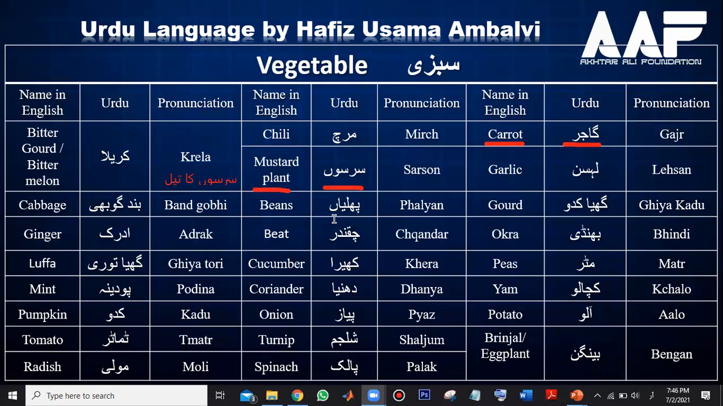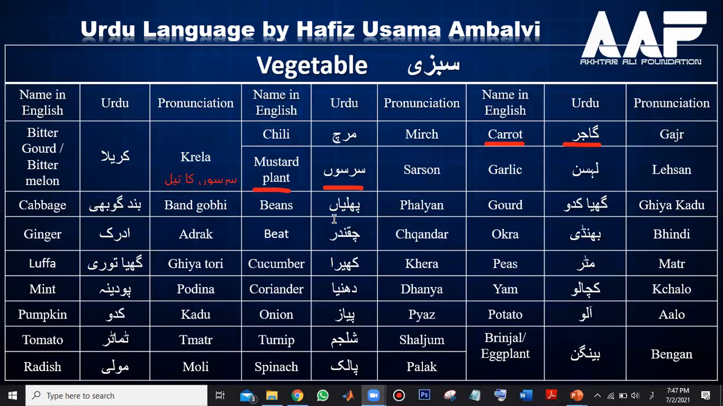And yam means kachalu. If you pronounce it slowly, it will be kacha alu. Alu means potato, and kacha means the thing which is not completely cooked. So yam means kacha alu, like not completely cooked alu.